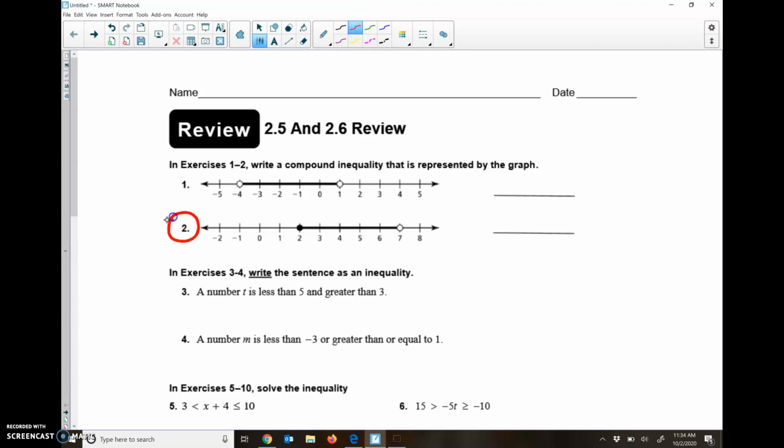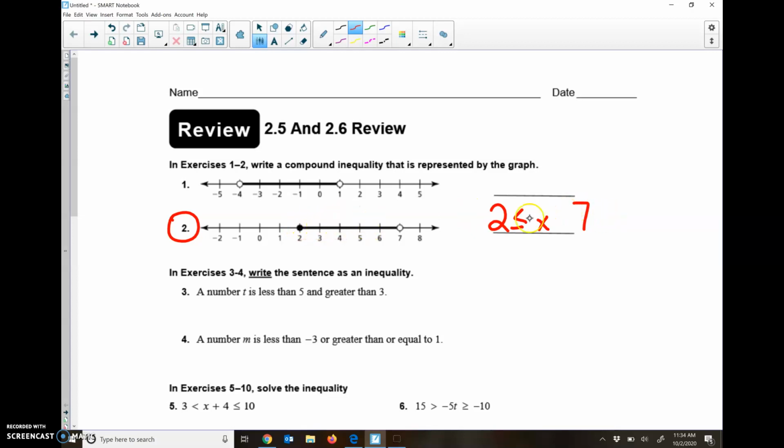So the first one we're going to look at is 2. So we just need to write out the compound inequality for this graph. So I see I got a 2 over here, and I got a 7. Put my x in the middle. Now I got to figure out my signs. So it looks like it's going to the right, so I know x has to be greater than, and since it's a filled in circle, equal to. That makes sense. X is greater than or equal to 2. So like 3, 4, 5.